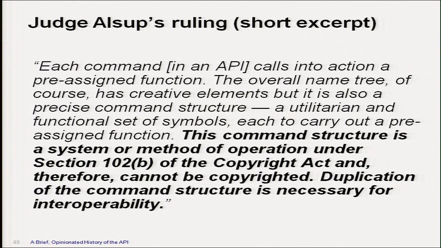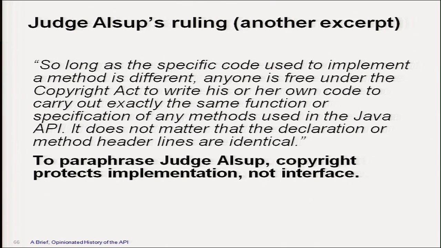And Judge Alsup agrees. He said each command line in an API calls into action a preassigned function. The overall name tree, of course, has creative elements, but it is also a precise command structure, a utilitarian and functional set of symbols, each to carry out a preassigned function. This command structure is a system or method of operation under Section 102(b) of the Copyright Act, and therefore cannot be copyrighted. Duplication of the command structure is necessary for interoperability. Yes, he got it.